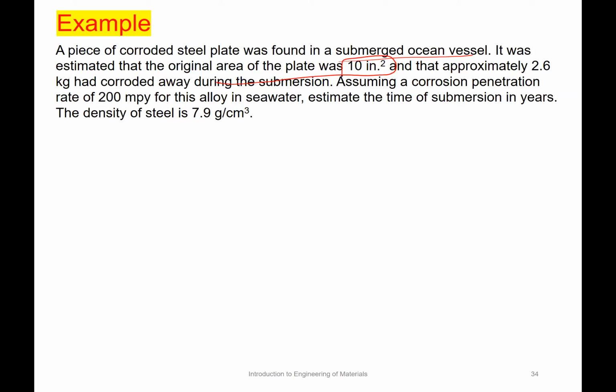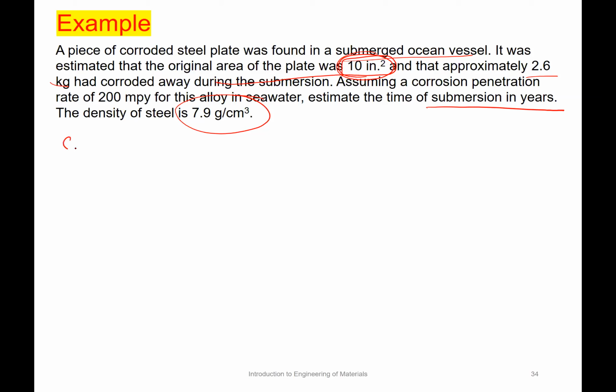Okay, so now we know the units, and so we now have an idea of the conversion rate equation that we should use in terms of which prefactor we should use. And it was approximately 2.6 kilograms that had corroded. So that's the weight that's been lost during the submersion. Assuming a corrosion penetration rate of 200 mils per year for this alloy in seawater, estimate the time of submersion in years. And here we're given the density of steel is 7.9 grams per cubic centimeter.